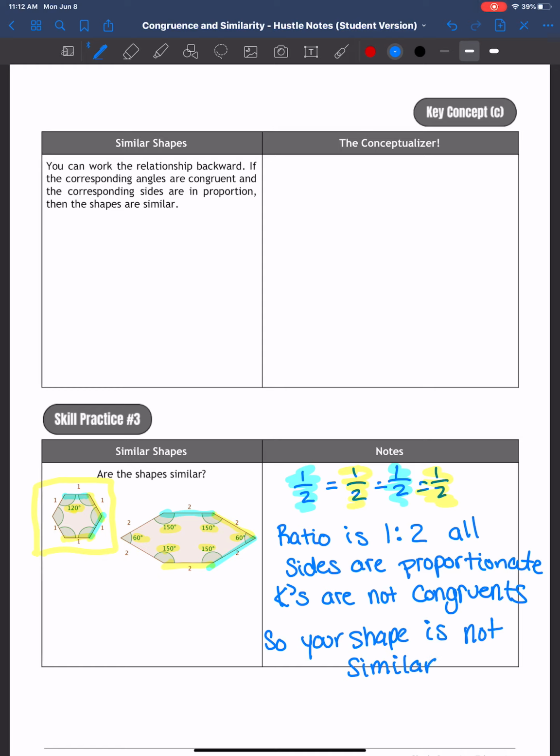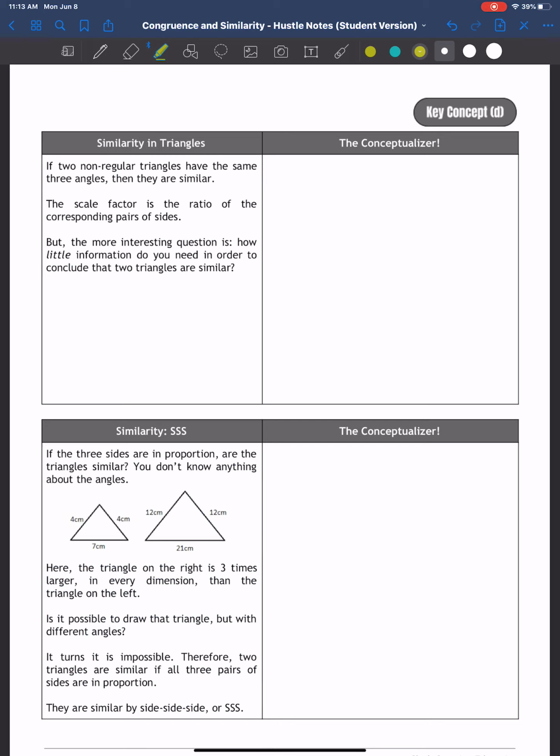If your shape was drawn with the same angles, then they would still be similar, okay? So looking back at the top, just to remember, if the corresponding sides are in proportion and the angles are congruent, then you are similar, okay?